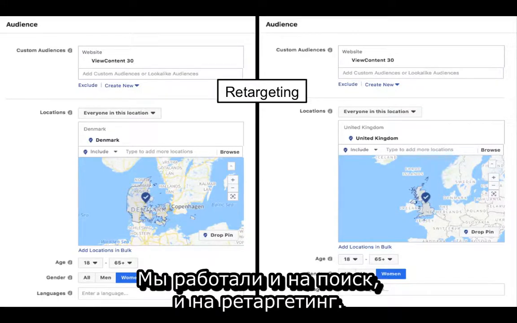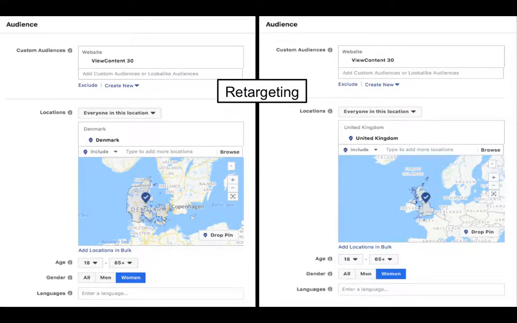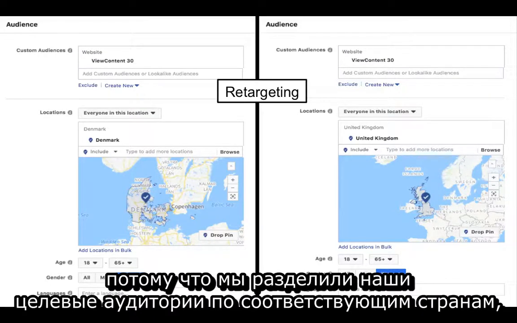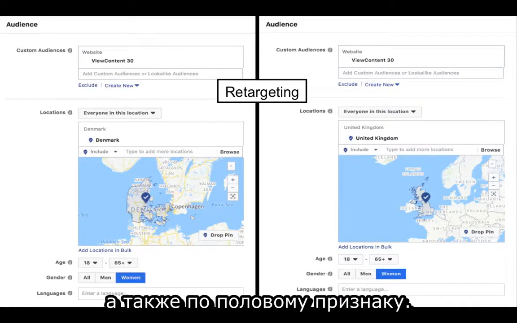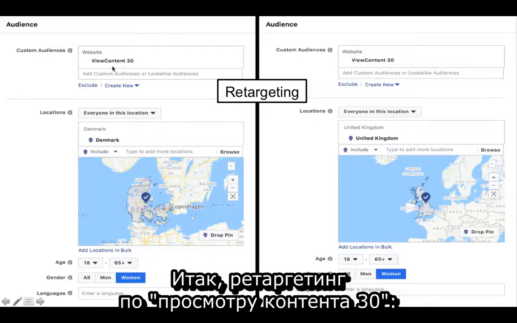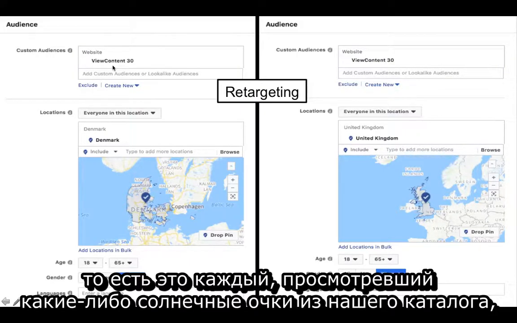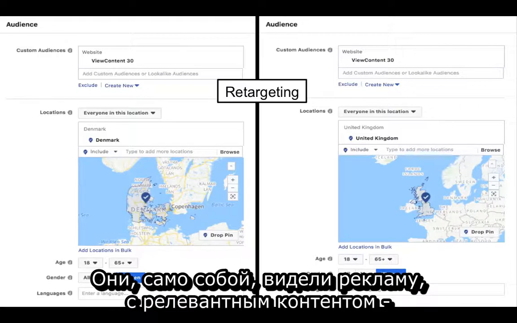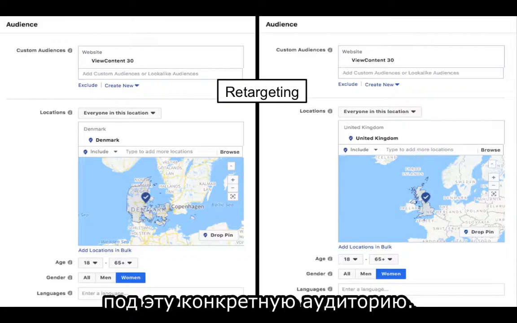What else did we do? Well, we did that for prospecting, but then in retargeting we were also playing around and experimenting a lot with the relevance score, because we also separated our retargeting audience into the specific countries and also the specific gender. So for example, for Denmark, women, we use the audience on the left. So retargeting, for example, view content 30. So everyone who viewed one of our sunglasses in Denmark over the last 30 days and who is a woman. And they have seen, obviously, an ad with relevant content for this kind of audience.